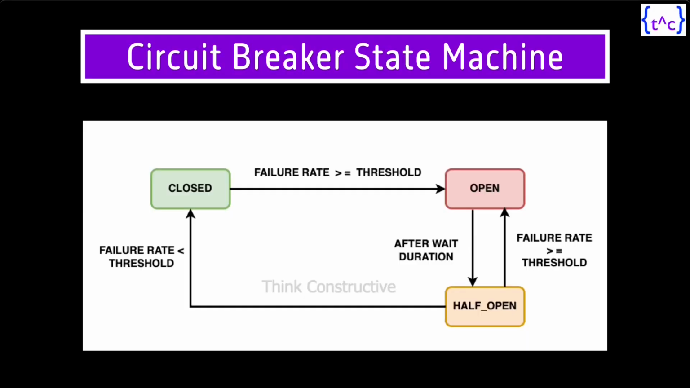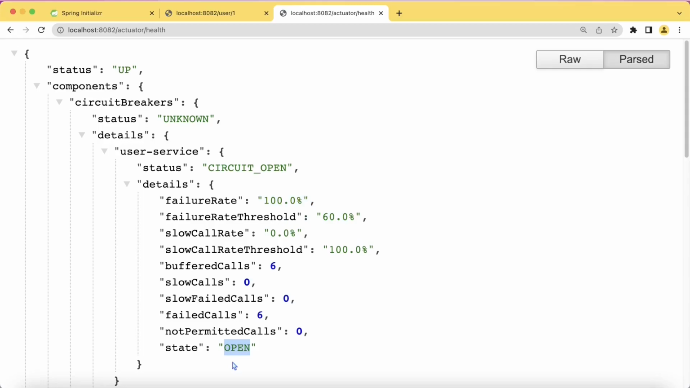Resilience4J, which circuit is complete. The main dependency is this one. The state is now changed to open.